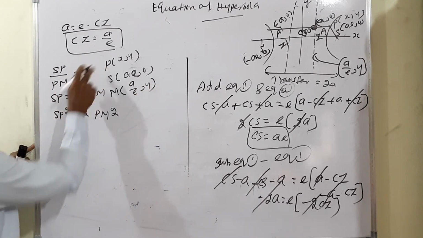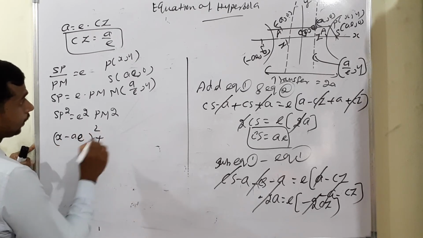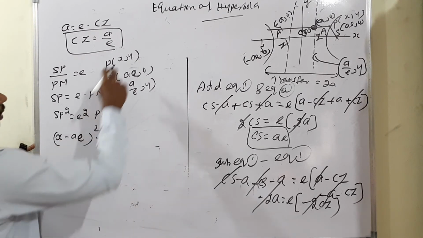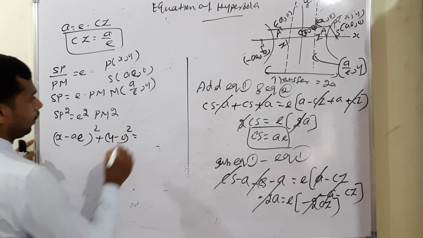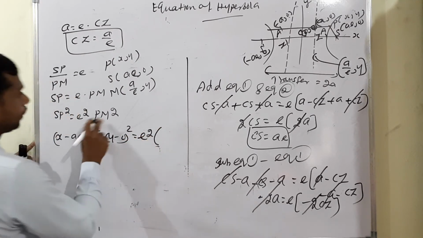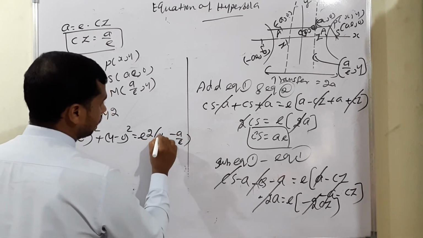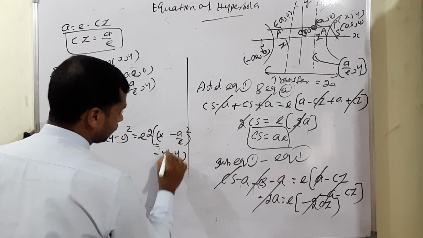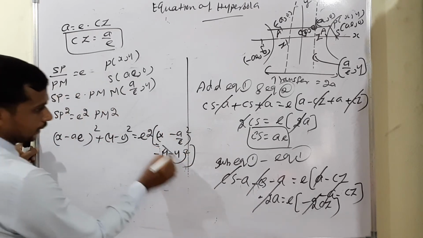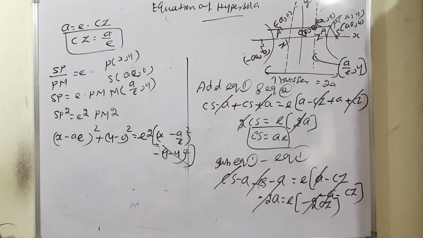Therefore the distance from S to P gives x minus AE the whole square plus y minus 0 the whole square, equal to E square times PM square, which is x minus A by E the whole square plus y minus y the whole square, and this last term cancels. Again, A minus B the whole square is A square minus 2AB plus B square.